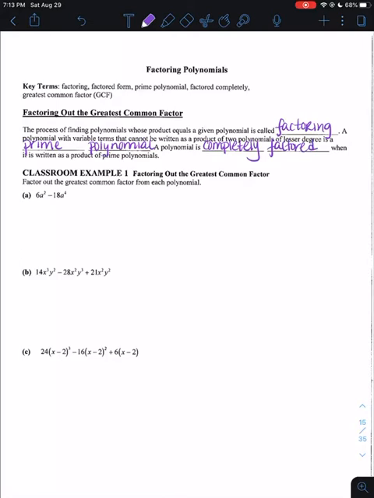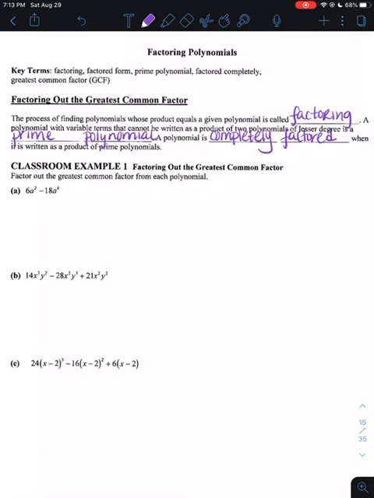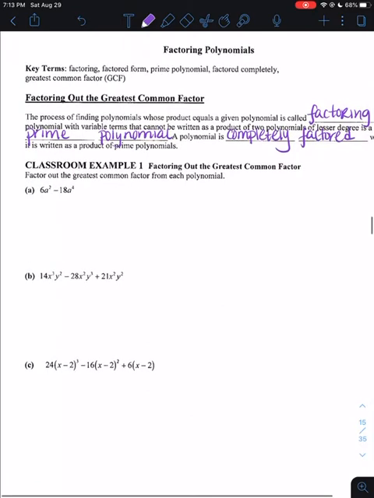All right, so factoring, we're going to be undoing multiplication. When you're undoing the multiplication, you're writing the factors as two prime factors. We're going to start off with factoring out the greatest common factor. The first time, in the first example, I'm going to do it the long way so you can see exactly what's going on with this greatest common factor.